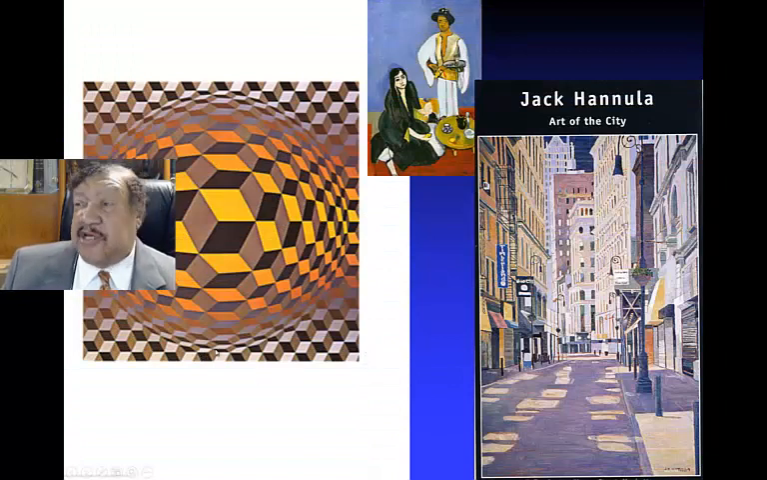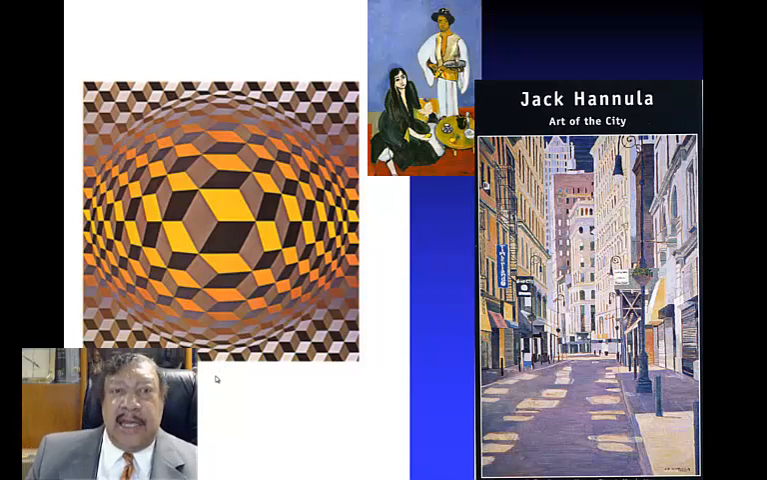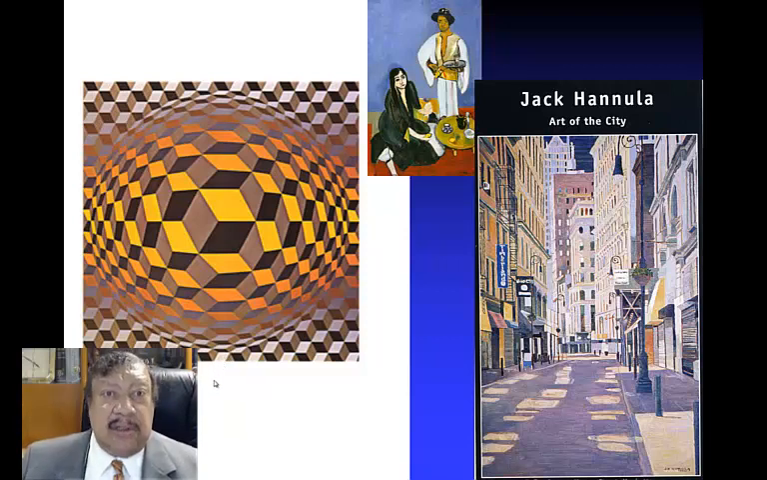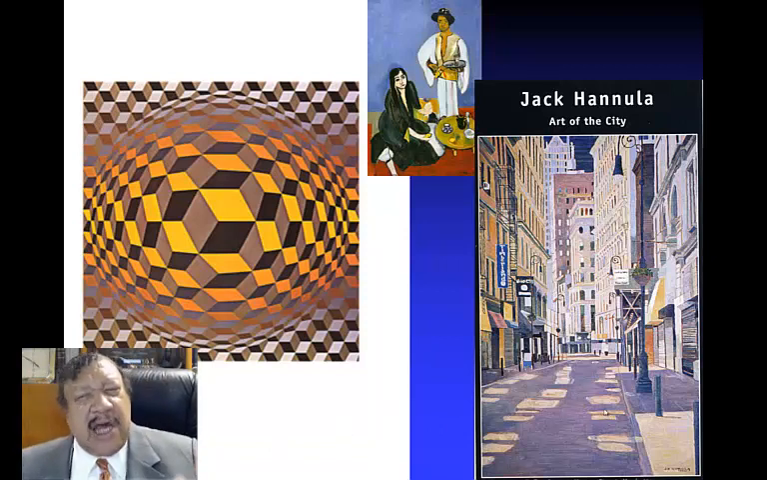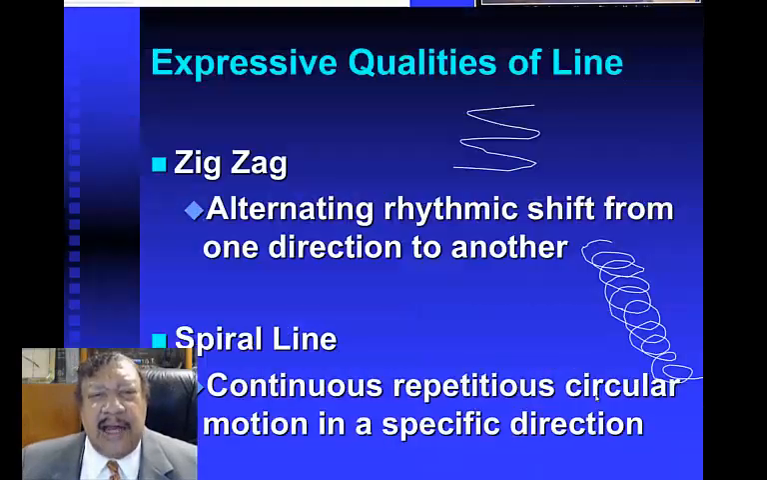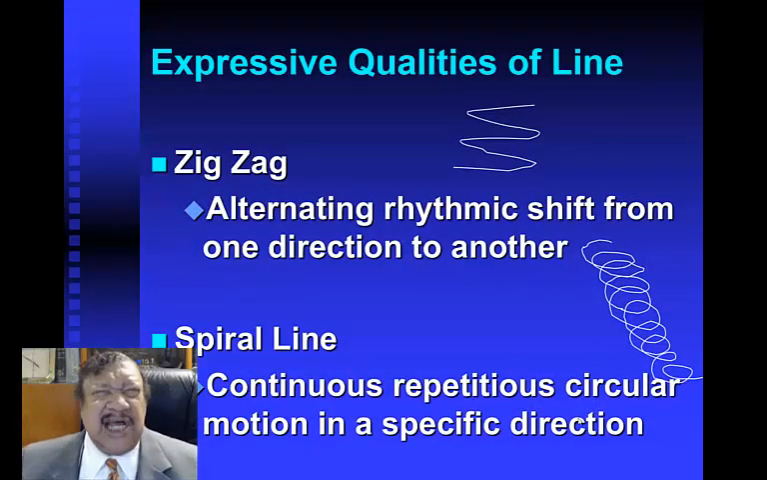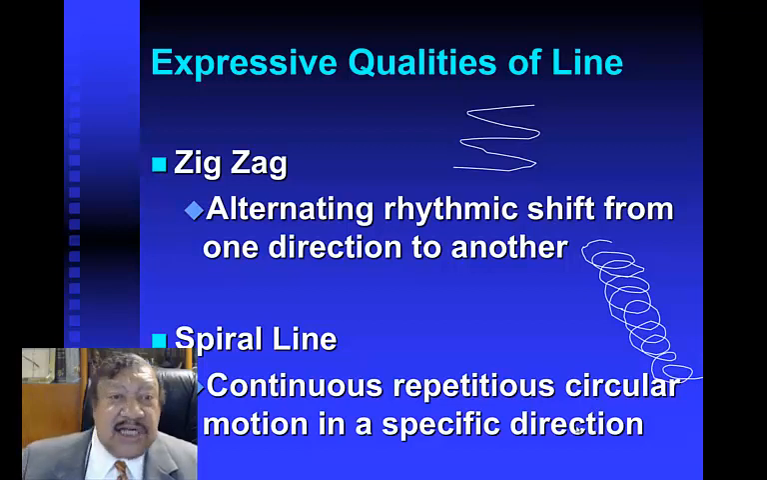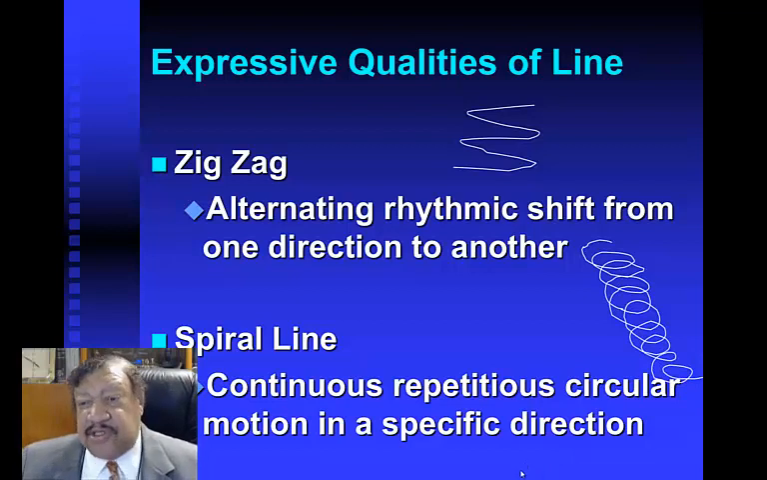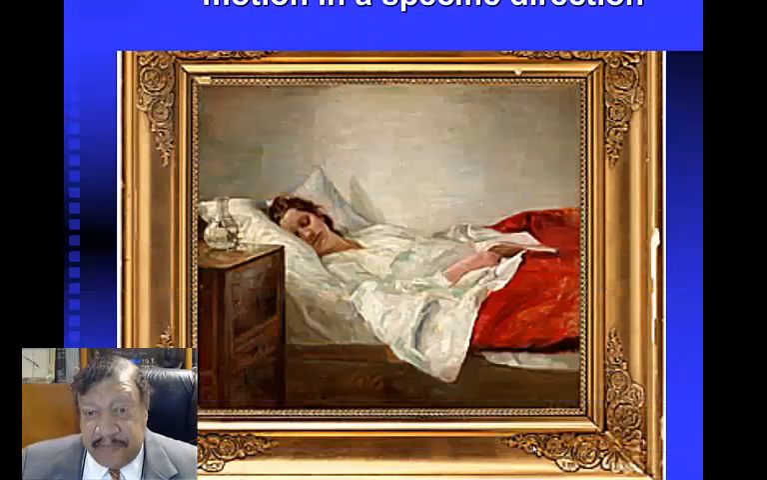The painting on the left is by Victor Vasarely, and he's what we call an optical artist, who plays with the eye. If you were to stare at that long enough, you would see that those squares began to move. Jack Hanula's work, Art of the City: look how the vertical line dominates and creates a sense of order and peace. So when we talk about the expressive qualities of lines: zigzag, alternating rhythmic shifts, 1, 2, 1, 2; spiral lines, continuous repetition of a circular motion.